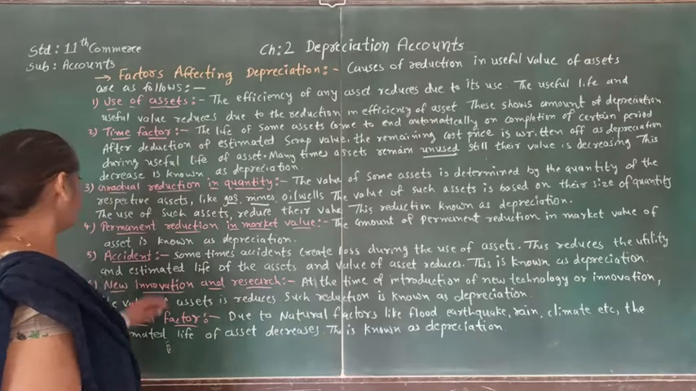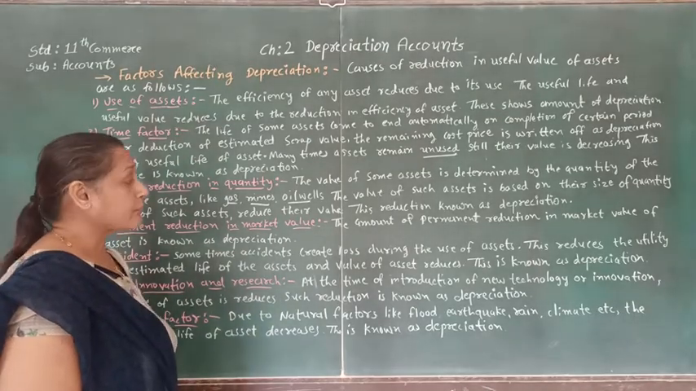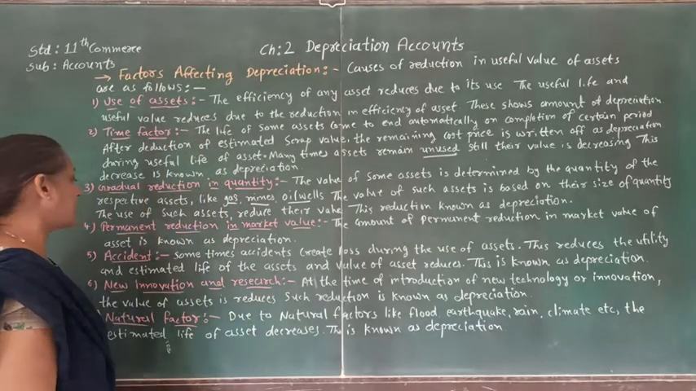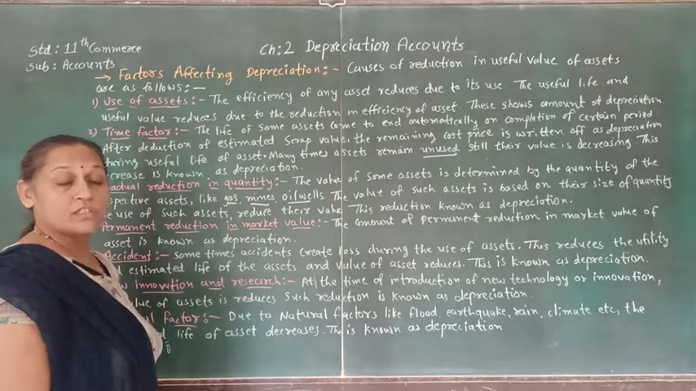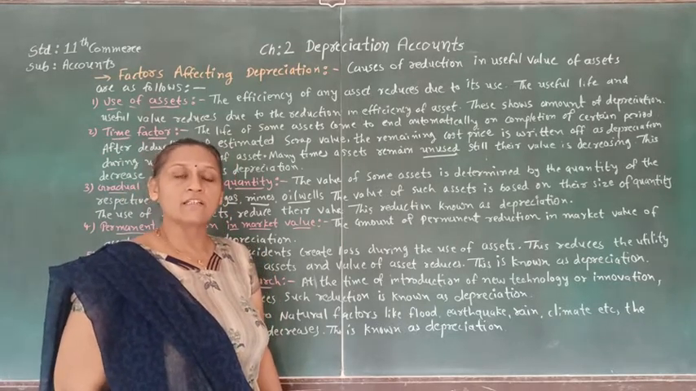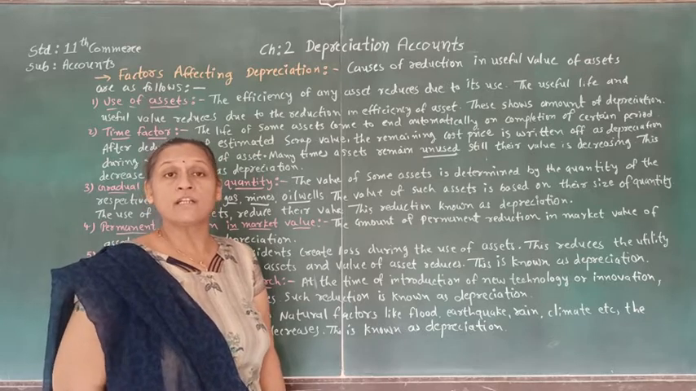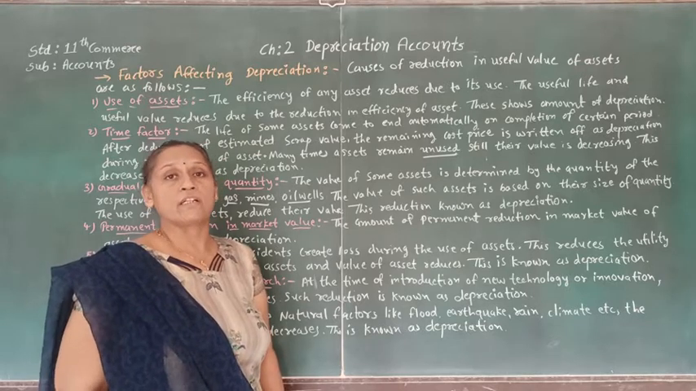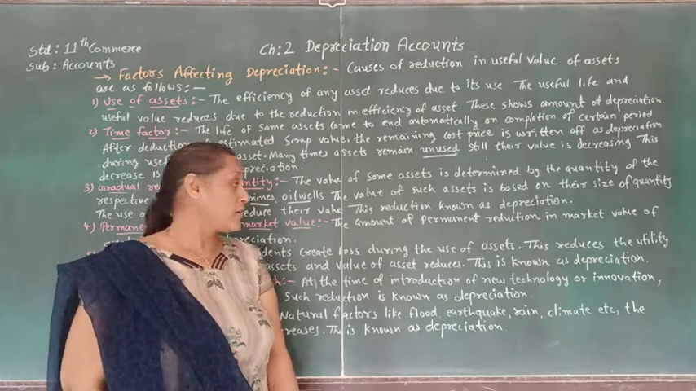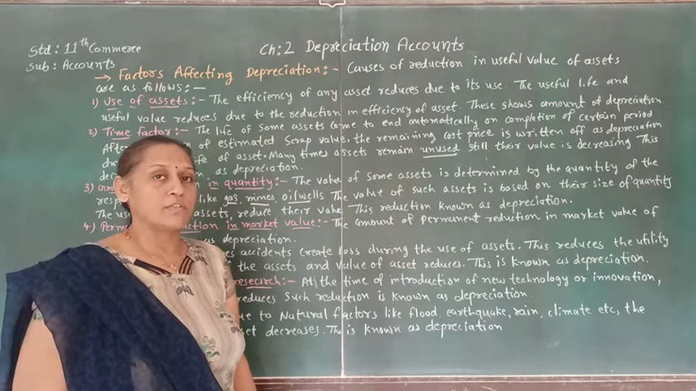Next factor is permanent reduction in the market value. The amount of permanent reduction in market value of an asset is known as depreciation. So when the value of an asset is reduced due to any reason, and that is not going to increase because of any factor, that permanent reduction of the market value of such an asset will be known as depreciation.